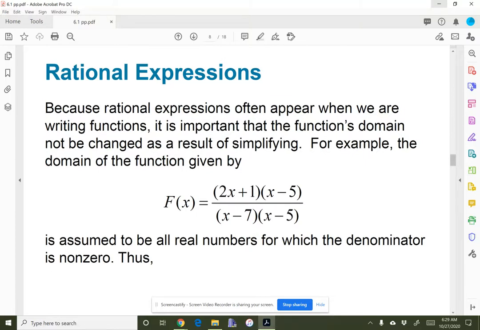Big side note here, you're going to get asked this on some of the questions. It says, because rational expressions often appear when we are writing functions, it is important that the function's domain not be changed as a result of simplifying. Meaning, if you're crossing stuff out, that doesn't change the domain of the original function.